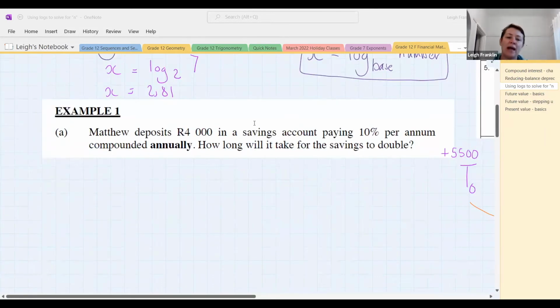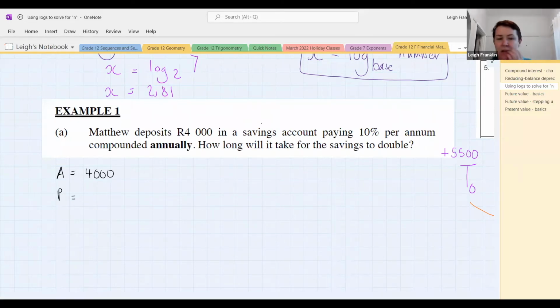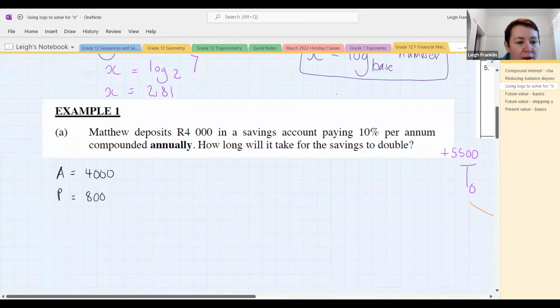Okay, so let's look at it in context here. Matthew deposits 4,000 Rand in his savings account, 10% per annum, compounded annually. How long is it going to take for his savings to double? That means that if he starts off with 4,000 Rand, he needs to end off with how much money, Matrix? Because his savings are going to double. Exactly, Tippy. So he's got to end off with 8,000 Rand.